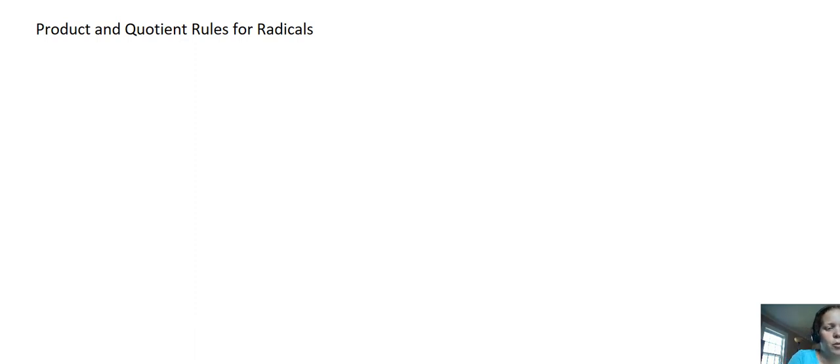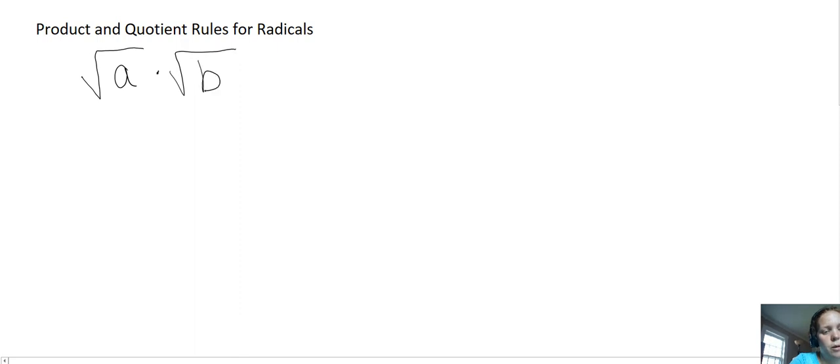So right now we're going to talk about the product and quotient rule for radicals. So what the rules are is that if I have, for right now I'm just going to put, the square root of A times the square root of B, this equals the square root of A times B. And it kind of goes back and forth.